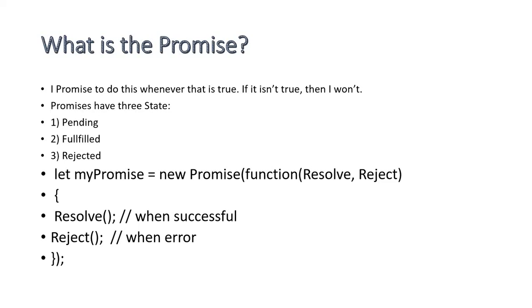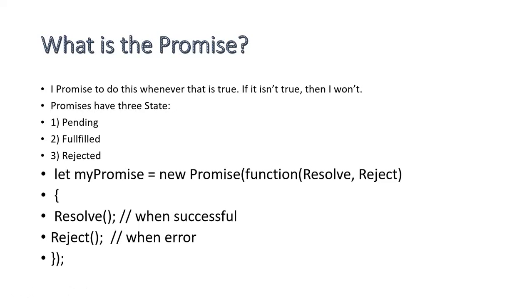Guys, I will explain it very clearly next with an example: fulfilled when it succeeds and rejected when it fails. All promises create a new Promise object, which takes a callback, and the callback accepts two parameters, resolve and reject. Resolve means success, reject means it is coming in error.